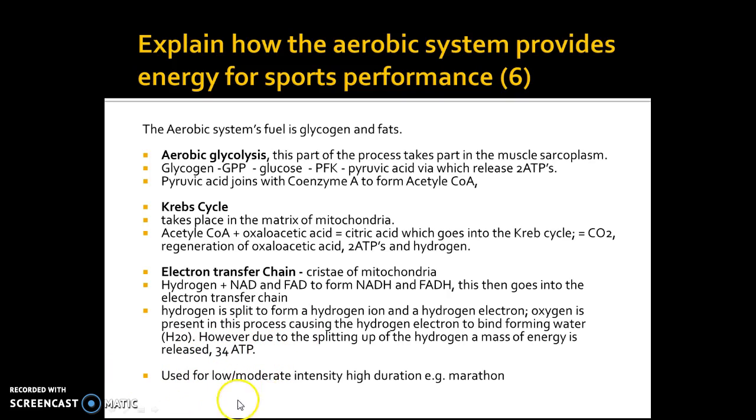Then you're looking at, all right, how's it used? The question asks for an example. You might think aerobic system, that's a lot to write, but if you shorten it, it's not that much to write at all, and it's definitely worthy of a 6 mark question. It is used for low to moderate intensity and high duration activity, so things like marathon running.